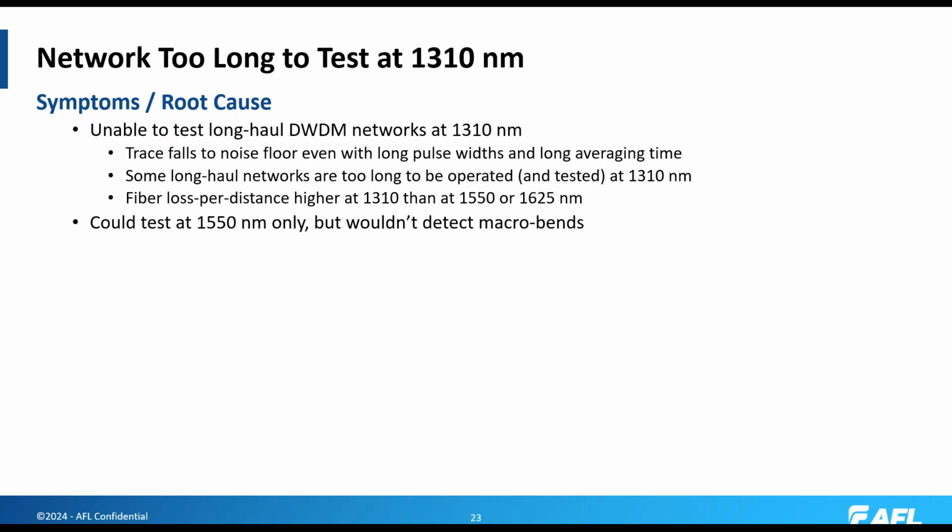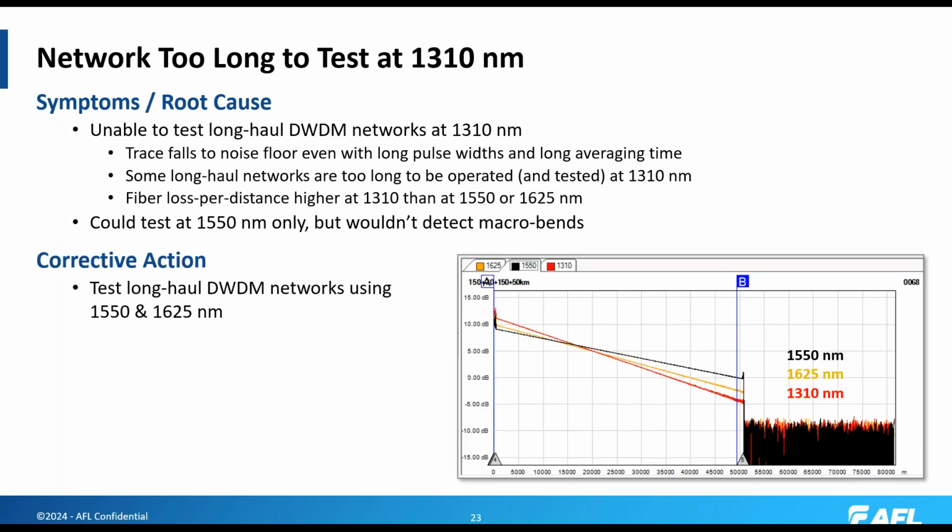You could test it at 1550 only, but then you wouldn't be able to detect macro bends, because you have to compare the loss at a shorter wavelength to the loss at a longer wavelength in order to detect macro bends. So if you have an OTDR that includes 1310, 1550, and 1625 or 1650, you could choose to test that network at 1550 and 1625.